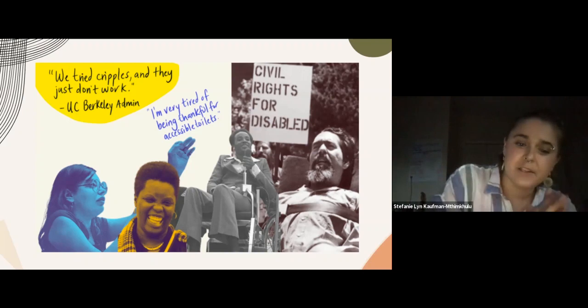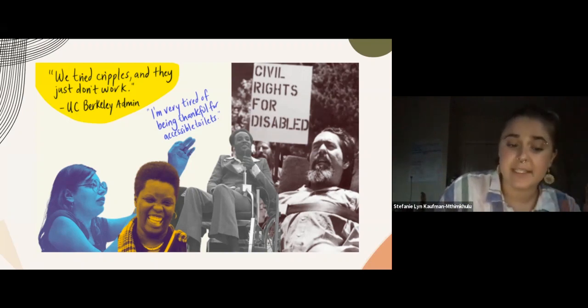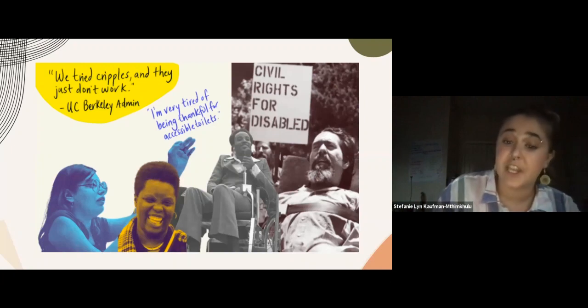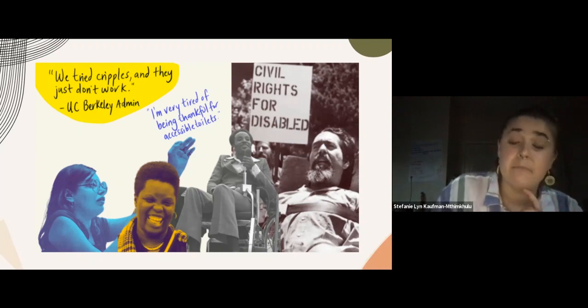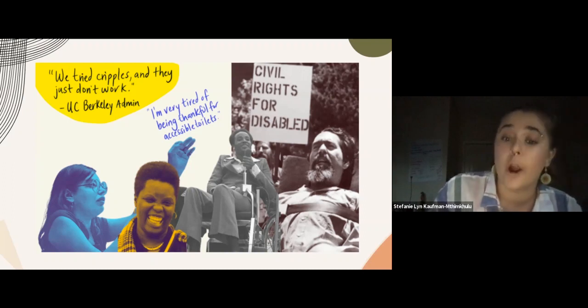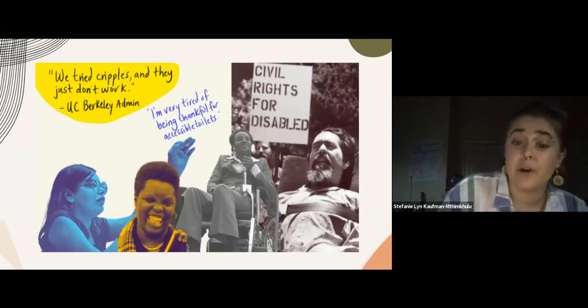All the way on the right side of the screen is Ed Roberts. He was considered the first severely disabled person to attend higher education. He was actually denied from Berkeley. So that quote in yellow was from an administrator at Berkeley who said to him, "We tried cripples and they just don't work." So Ed fought and gained admission to Berkeley.